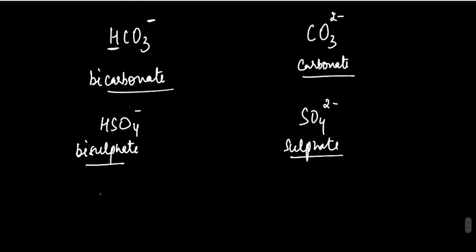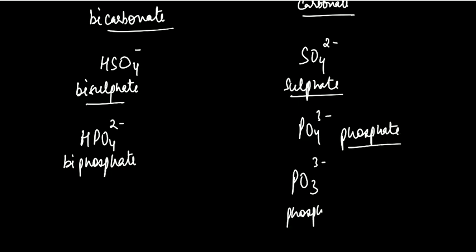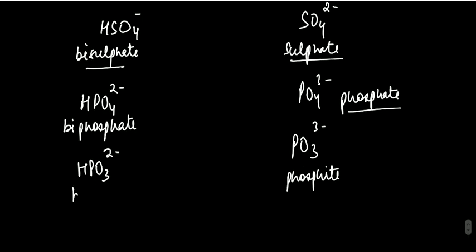Then we can take phosphate, PO4 3 minus. Biphosphate will be HPO4 2 minus. We can take phosphite, PO3 3 minus. See, biphosphate has phosphate; the name is not getting changed over here. So it's phosphite, and we will write HPO3 with the 2 minus charge. This is biphosphite.